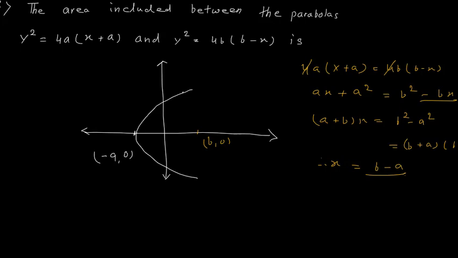Whether a is greater or b is greater should be mentioned in the problem. So let me check the problem again. The area bounded between these two parabolas. Nothing is mentioned about whether a is greater or b is greater, so it is up to us, whatever we want we can consider. Find the point of intersection by solving these two curves.